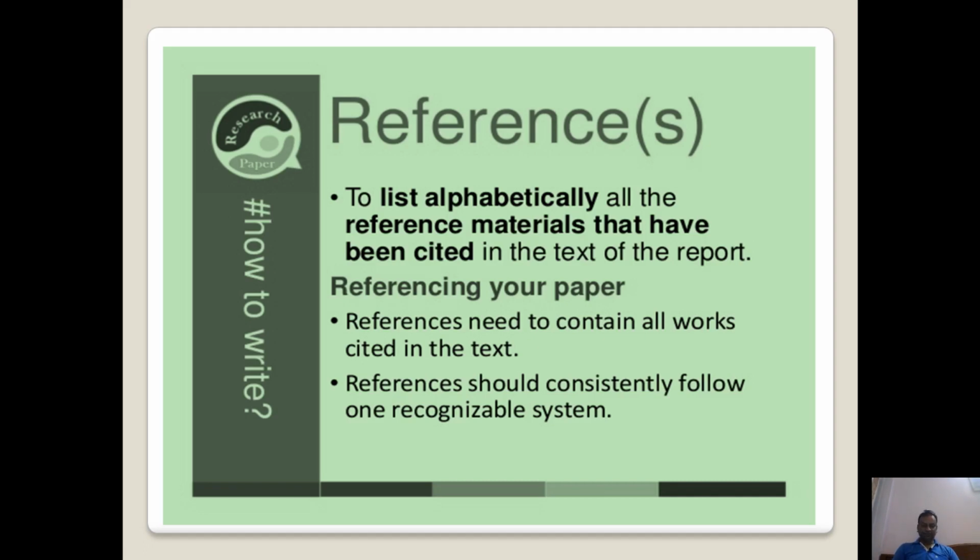the report. As I said, you can take the book's name, the website name, or any research paper from which you take some data. You need to give the references with the page numbers, even author name, publication name, year of publication, etc. Referencing your paper, references need to contain all works cited in the text. References should consistently follow one recognizable system.